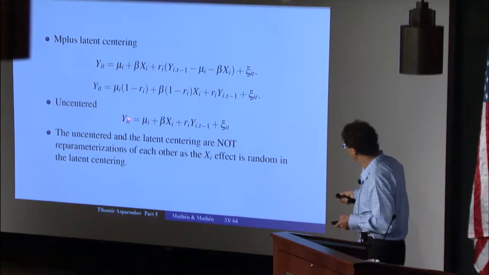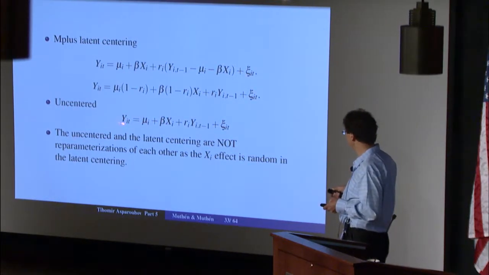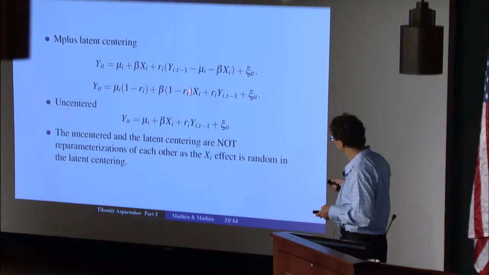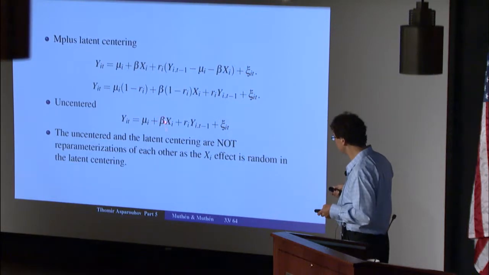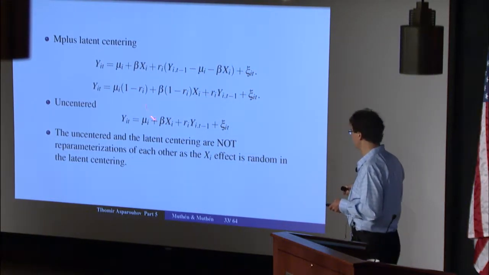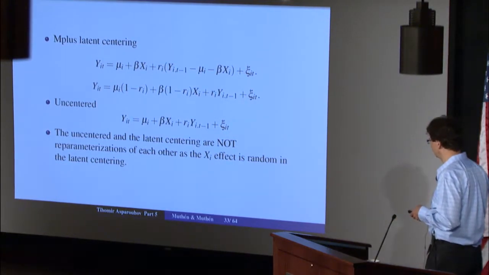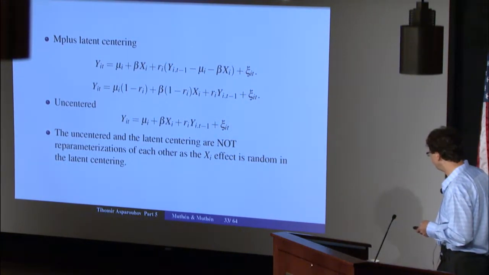And now let's compare this to the uncentered version. Looks very similar. We can say the same thing. We can divide the random intercept by 1 minus Ri. Problem is now this quantity is random, and here it's fixed. So you can't actually do this transformation. It's not the same model. If you try to, it basically doesn't work. That transformation won't work anymore.